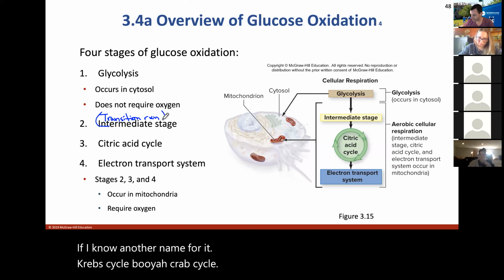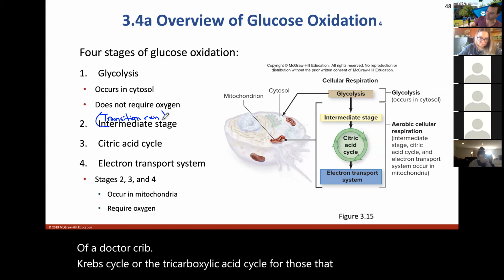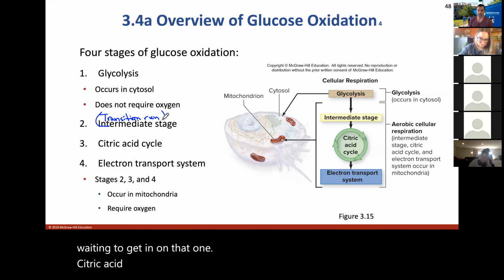I think some German dude, Mr. Krebs. Probably Dr. Krebs. Krebs cycle or the tricarboxylic acid cycle. Citric acid cycle and the electron transport chain.